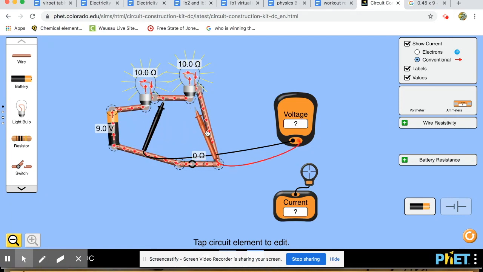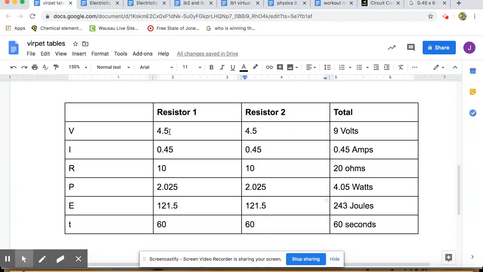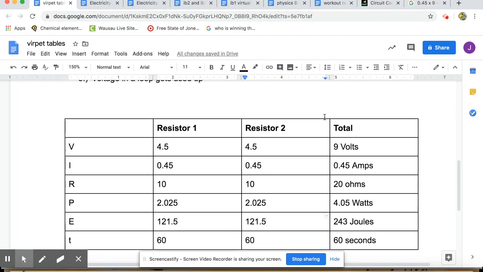Then I can measure the other one too, and it gets 4.5 volts again. So I was right. We calculated right. The first one used 4.5 volts, the other one used 4.5 volts. Let's double check our current.